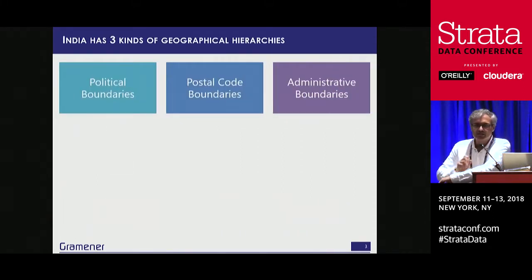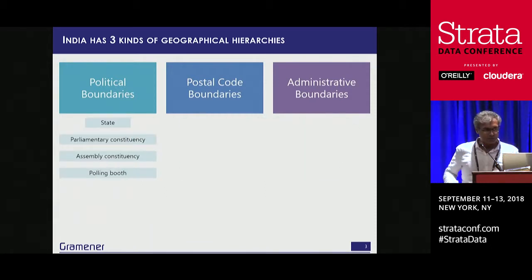That's because there are three kinds of map hierarchies in India, and none of these are open. The first is political boundaries. All of the data around which state has which parliamentary constituencies that elects people to the National Assembly, or the assembly constituencies which elects them to the state assembly, or the individual polling booths. That's the hierarchy that's there.